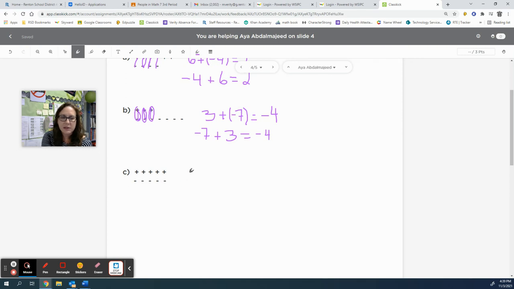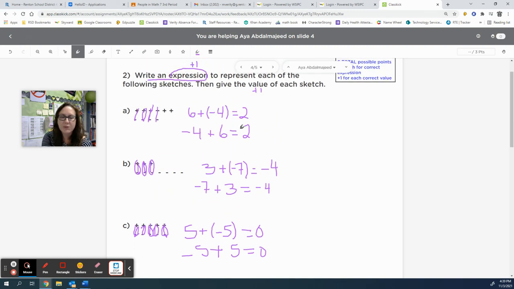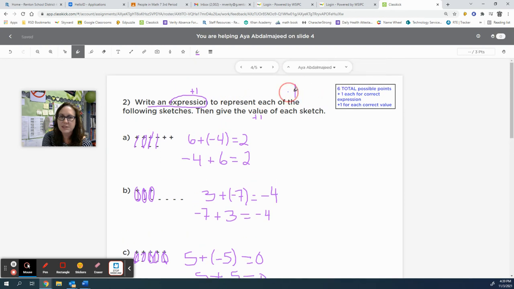Okay, the last one, it starts out with 5 positives, and we are adding 5 negatives, -5. And when we do our zero pairs, zero pairs, zero pairs, zero pairs, zero pairs, we end up with nothing. We have nothing left. This could also be written as -5 plus 5 equals 0. So this was altogether worth 2 possible points for each problem, so a total of 6. You could have gotten 6 points on that.